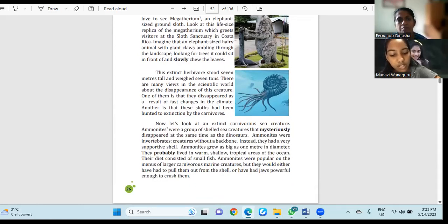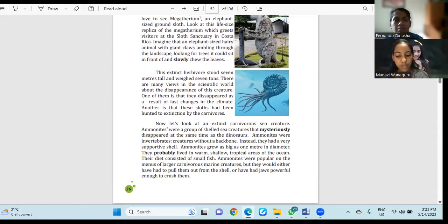There are many views in the scientific world about the disappearance of this creature. One of them is that they disappeared as a result of fast changes in the climate. Another is that these sloths had been hunted to extinction by carnivores. Now, let's look at an extinct carnivorous sea creature.